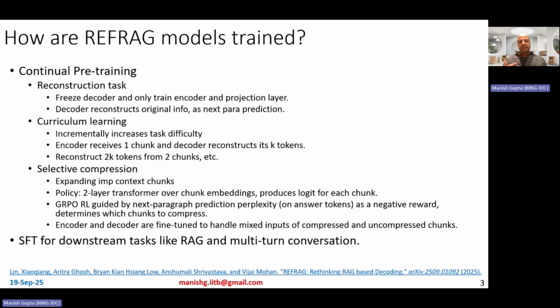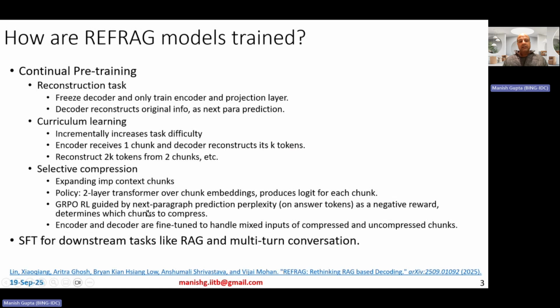Now, to train this model, they use a reinforcement learning manner, using the GRPO reinforcement learning algorithm. The model is basically a two-layer transformer over chunk embeddings. It takes chunk embeddings as input and tries to predict, in sequential order, a logit for each chunk, which indicates whether to expand it or not.